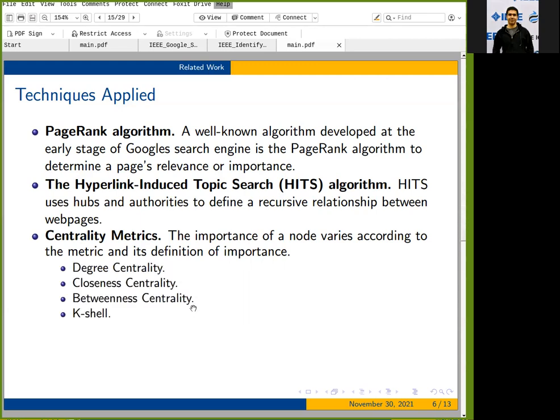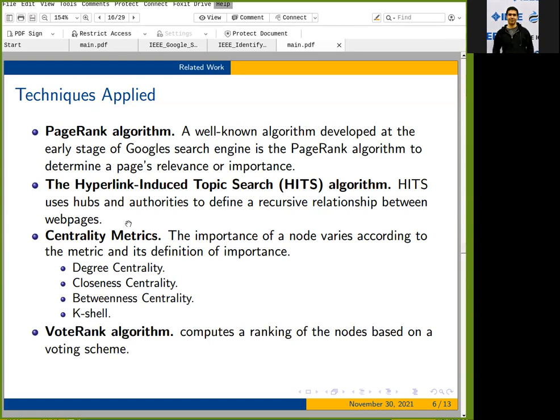Then the K-shell algorithm. Also, it is another metric. The location of the node in the network determines its importance. So the nodes that are in the core of the network, in the middle of the network, are more important than the nodes in the boundary of the network.